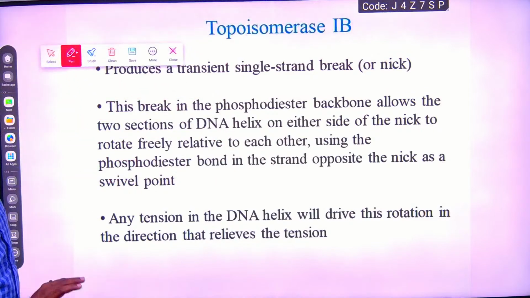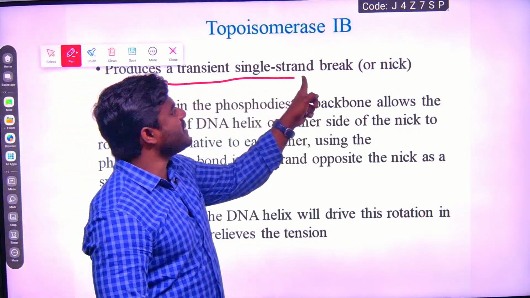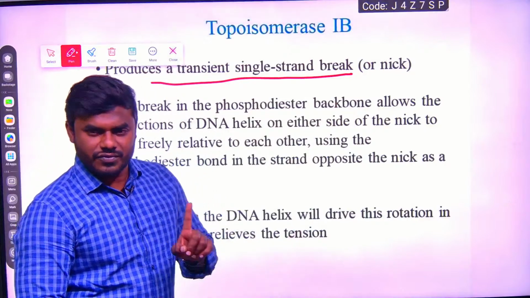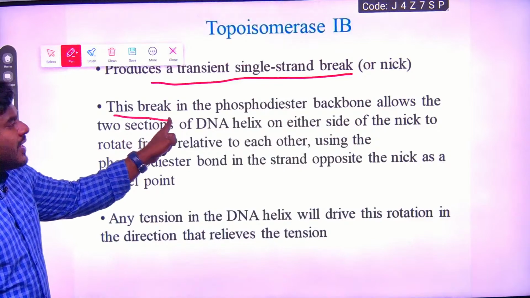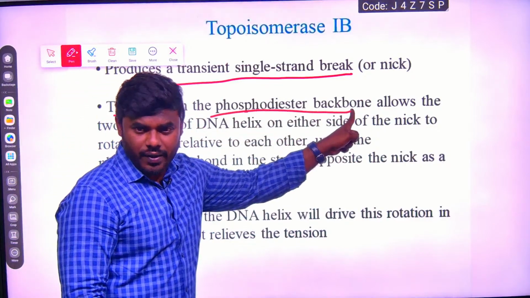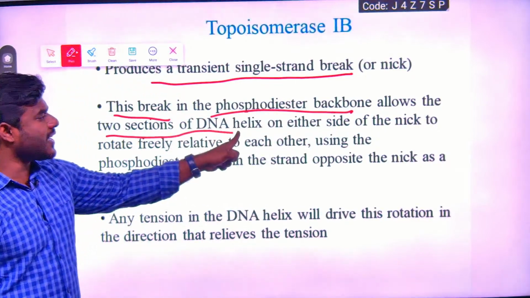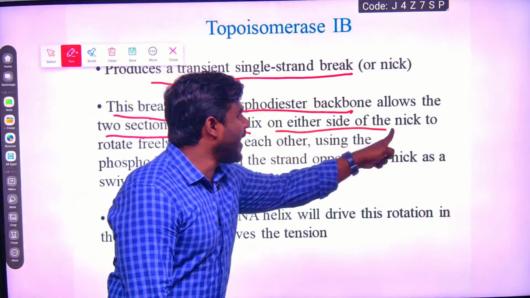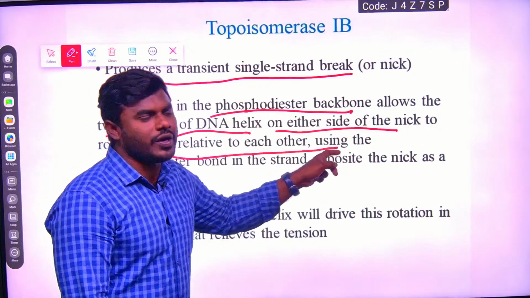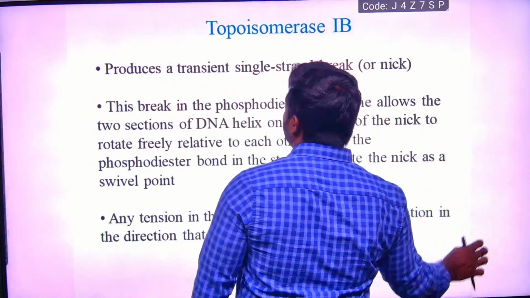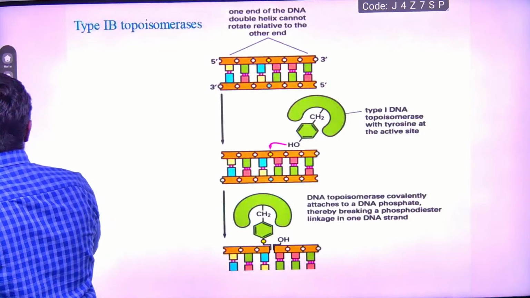Okay, see, it is also producing a transient single strand break. First point, only single strand, not the double stranded. This break in the phosphodiester backbone allows two sections of DNA helix on either side of the nick to rotate freely relative to each other. Remember that statement: rotate relatively free to each other.